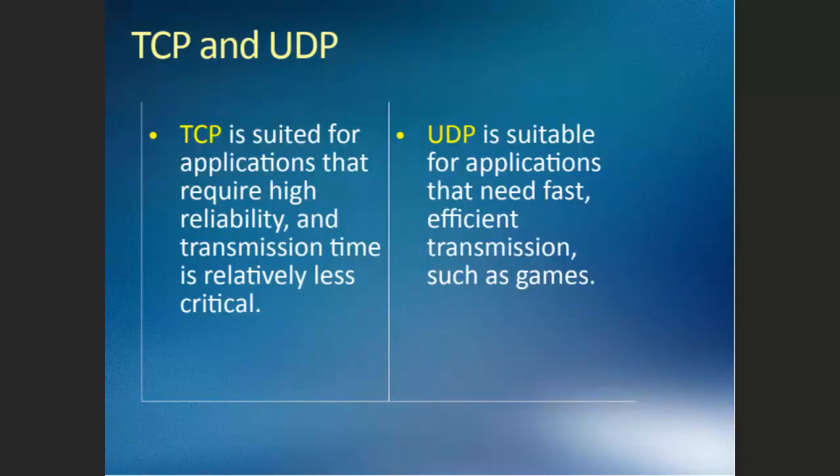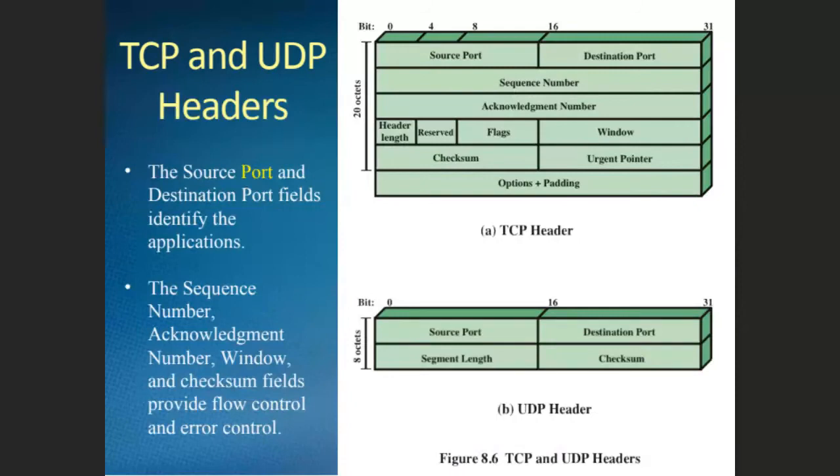So we have explained these slides. This is the TCP header and the UDP header. You see the TCP header is much bigger. It has more overhead, has more information. So it has source port, destination port, sequence number, acknowledgement number, flags, window, header. But in the UDP header, only source, destination, length, and checksum. That's it.